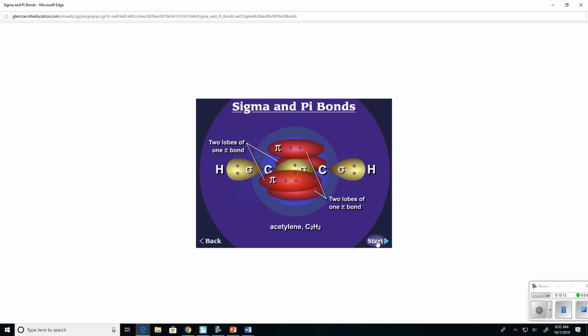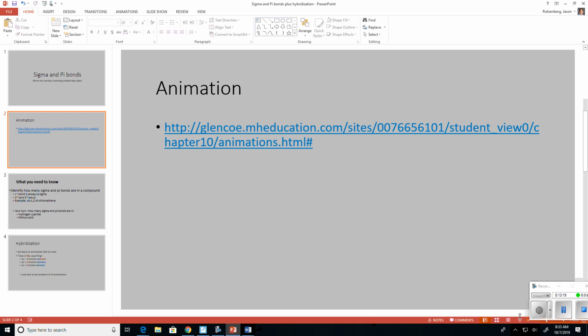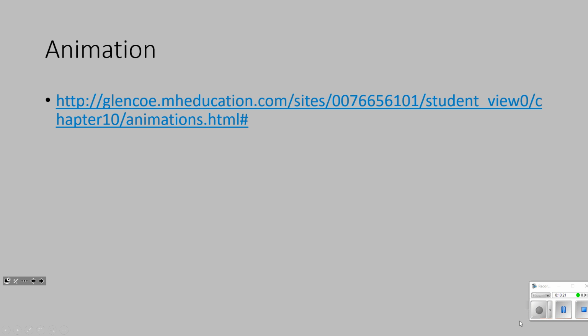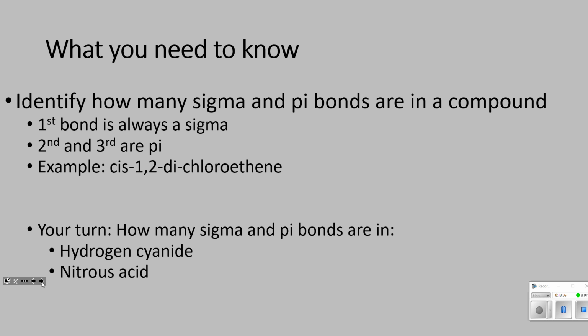And what I like about these animations is it starts off right away relating it back to shape. Because one of the things I'm going to have you guys do here in a little bit, the grid sheet you picked up on the way in, is going to have you relate shape, bond angle, hybridization, and sigma and pi bonds all together. There's just a lot of different ways to explain bonding for the similar thing.